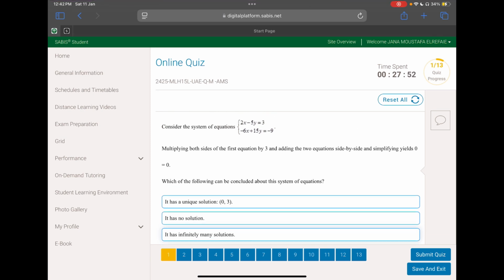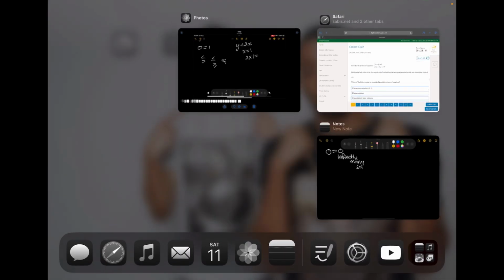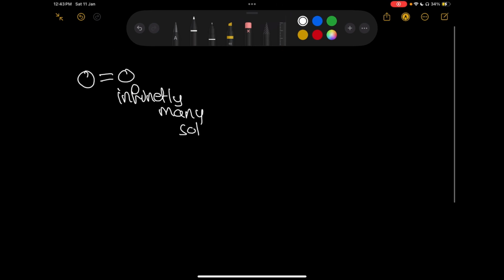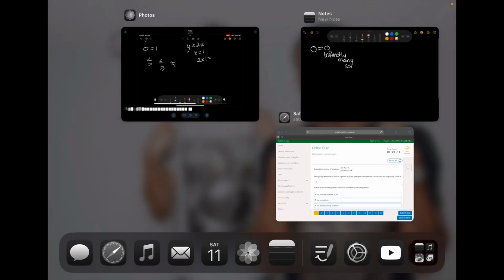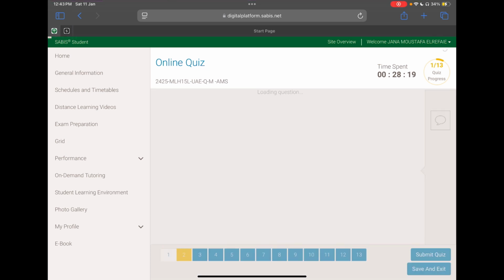So here it says consider the system of equations, multiplying both sides of the first equation by 3 and adding the two equations side by side and simplifying yields 0 equals 0. So I would solve it for you and show you how we would get the answer, but here it already says simplifying yields 0 equals 0. And as we all know, 0 equals 0 means infinitely many solutions, right? So here we would be choosing it has infinitely many solutions.